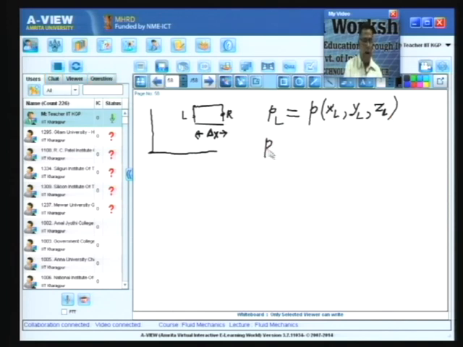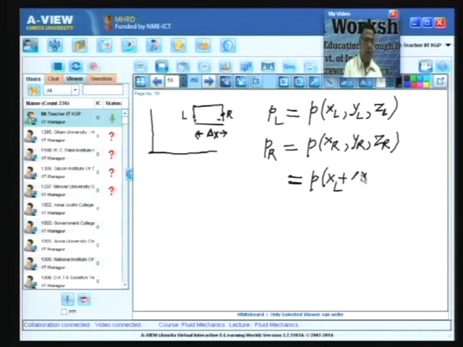Now, P at the point R will be P at x R, y R, z R. Now, x R is x L plus delta x, whereas y R is the same as y L and z R is also the same as z L. So, we can call it P of x L plus delta x, y L, z L.